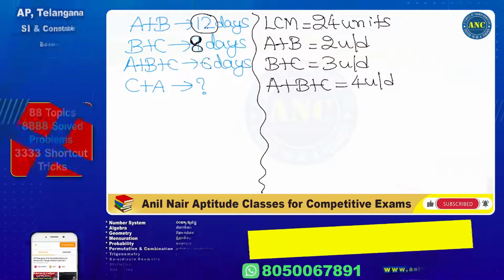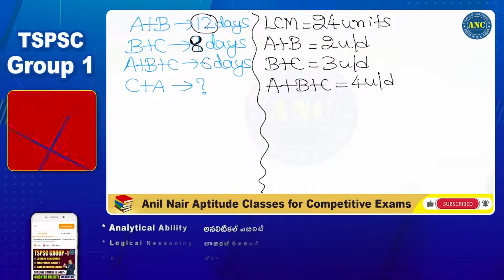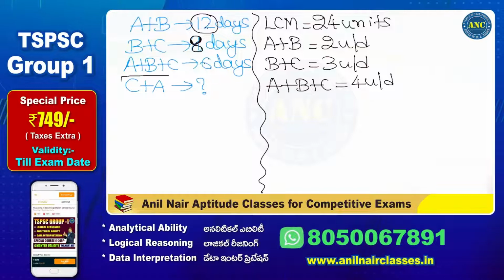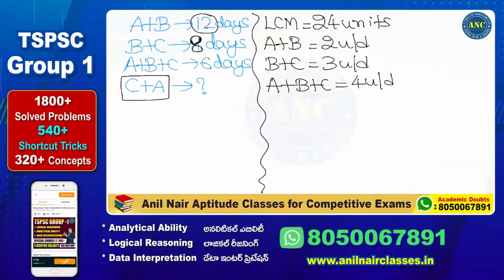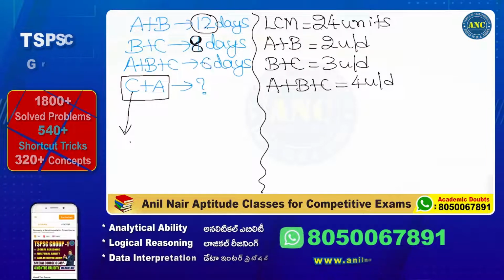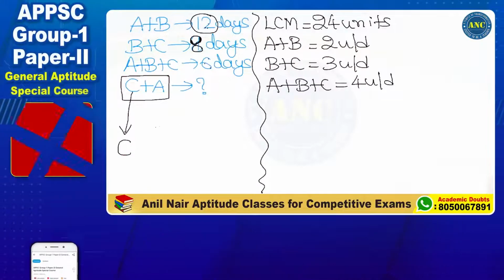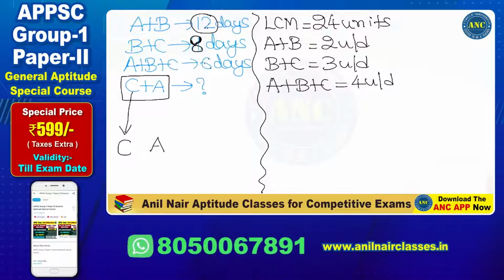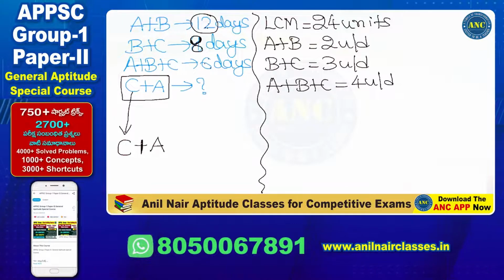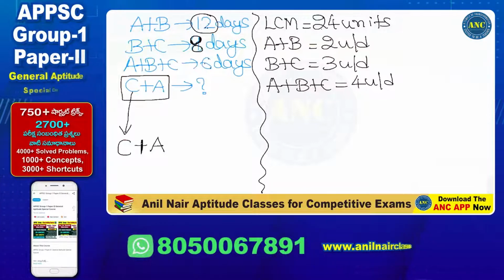Now, a very simple way of solving. No difficulty at all. What is the question? In the question, they are asking you C plus A. What is the meaning of C plus A? C plus A means first to find out the capacity of C, next to find out the capacity of A, and then find out the capacity of both the people together. That's the meaning of C plus A, right? Is there any difficulty in that?